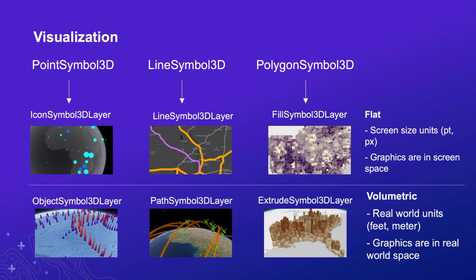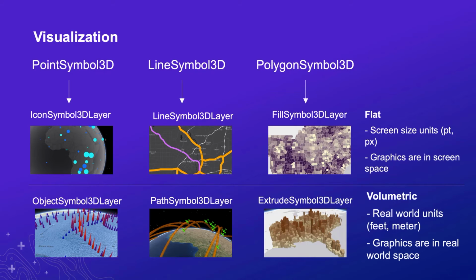As for the visualization, in 3D, let's say there are two categories of symbols. You can have flat symbols that you probably already know from 2D. They are expressed in screen size units. And basically the graphics are in screen space. But we also call them flat symbology.